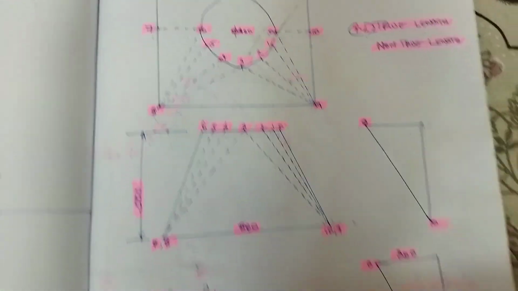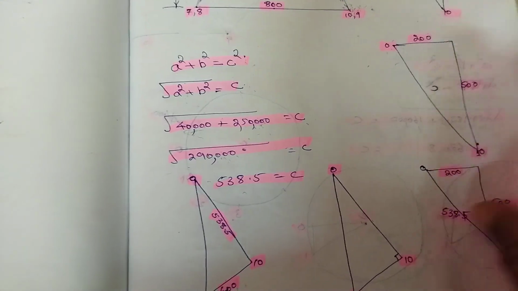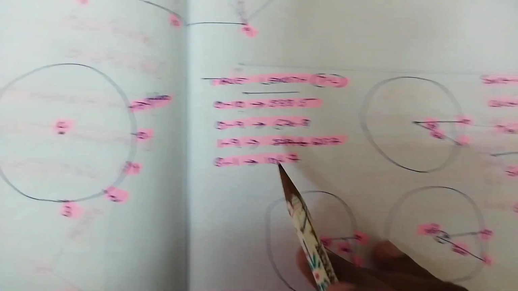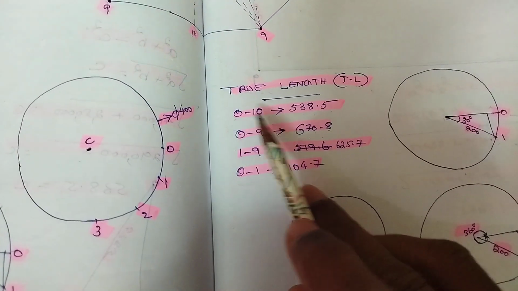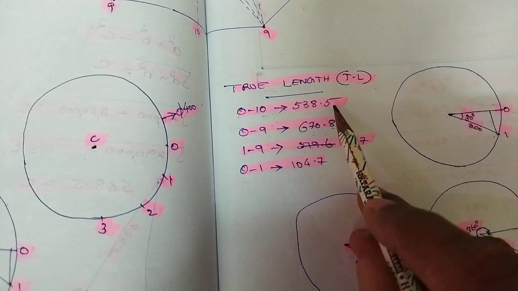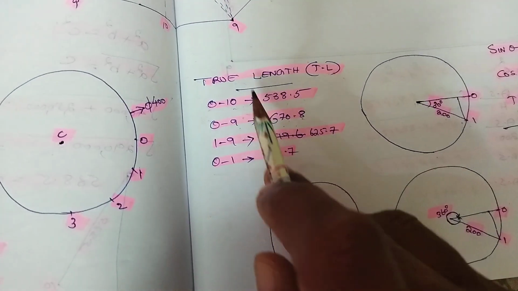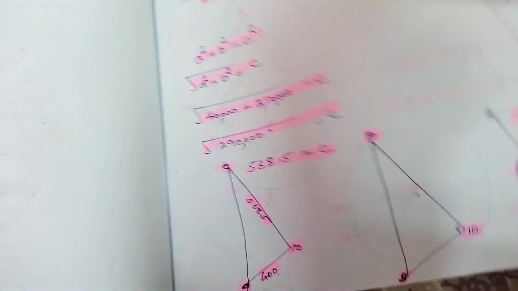0 to 10, we have got 538.5. That is in the list of true lengths, TL. Okay.